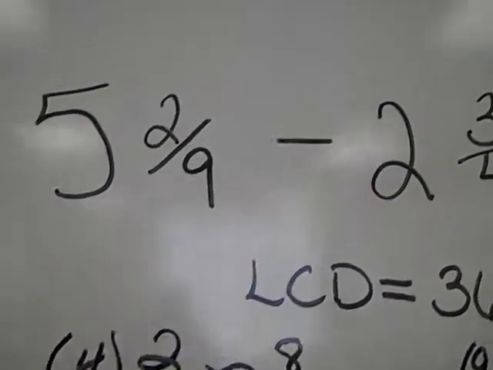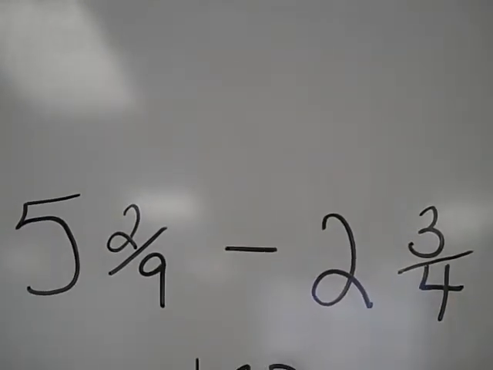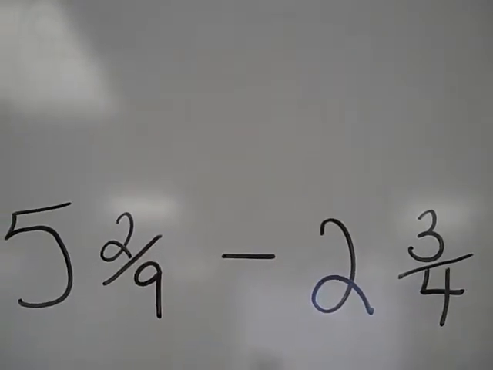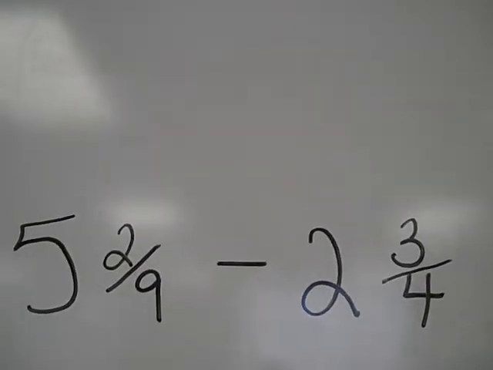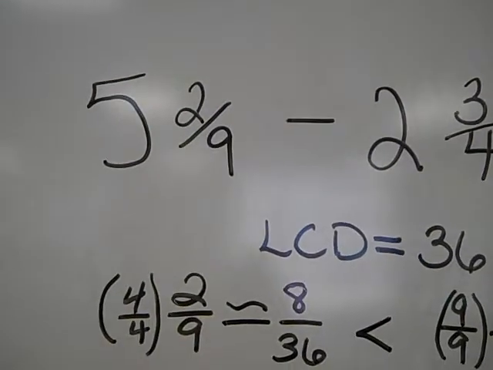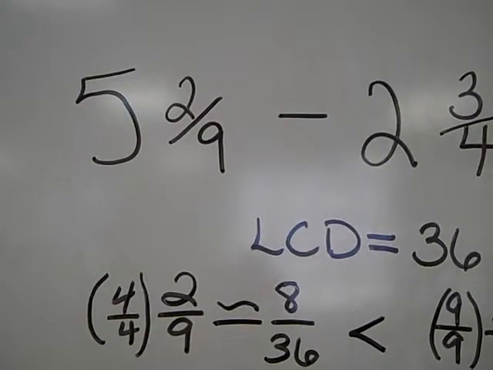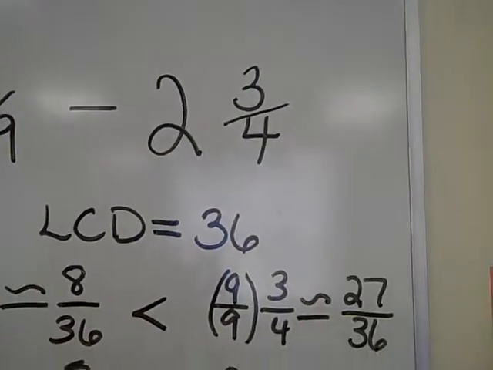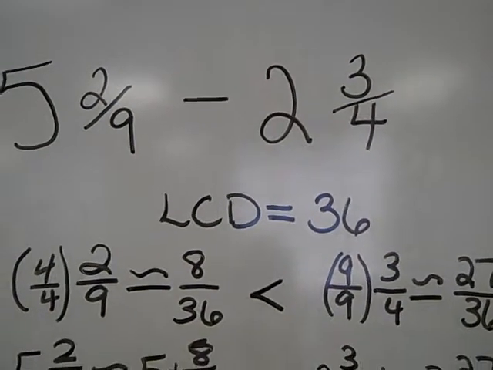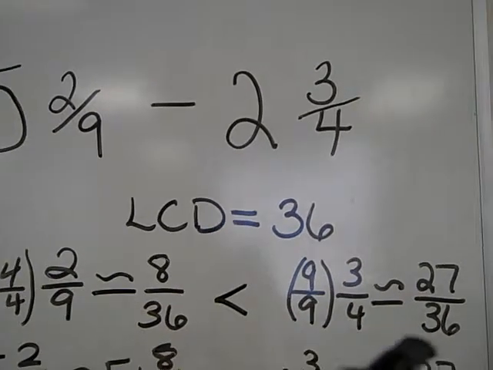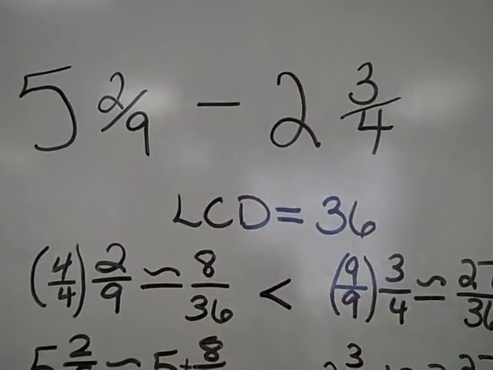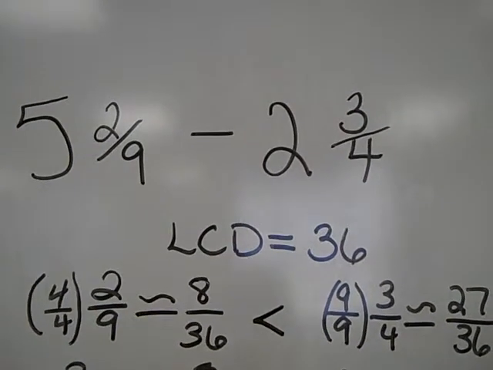Let's do one more. 5 2/9 minus 2 3/4. To check and see if 2/9 is bigger or smaller than 3/4, we've got to do the least common denominator. For 9 and 4, that's going to be 36. We multiply 2/9 by 4 over 4 and get 8/36. And 3/4 by 9 over 9 to get 27/36. And I've already got my less than sign there because 8/36 is way less than 27/36. Give me this fraction of candy bar versus that one any day. All right, we're going to have to change our first mixed number.